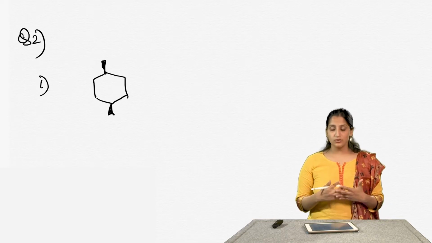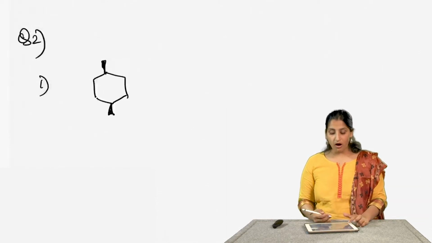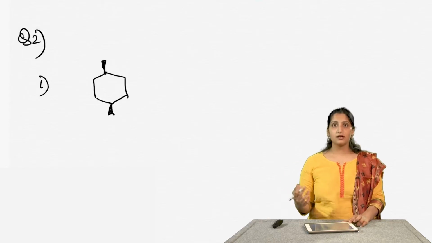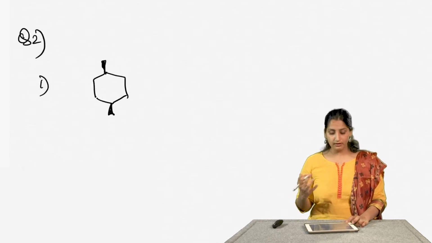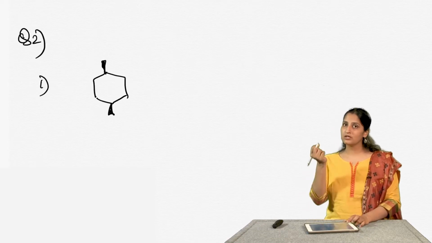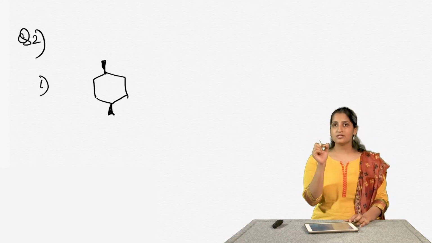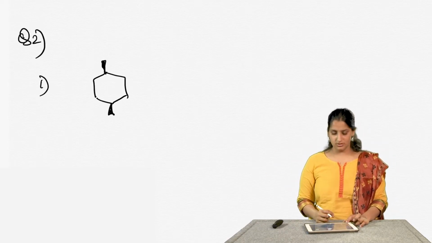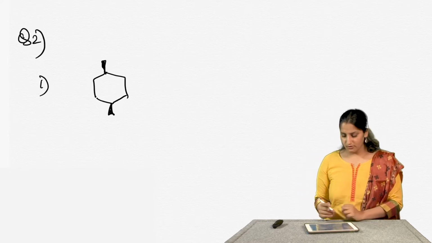Now, question number 2 gets a little tougher. It asks you to draw the most stable chair conformation of the following dash and wedge structures. So, the first step is to convert the dash and wedge structure to the corresponding chair structure. Let us look at the first one.